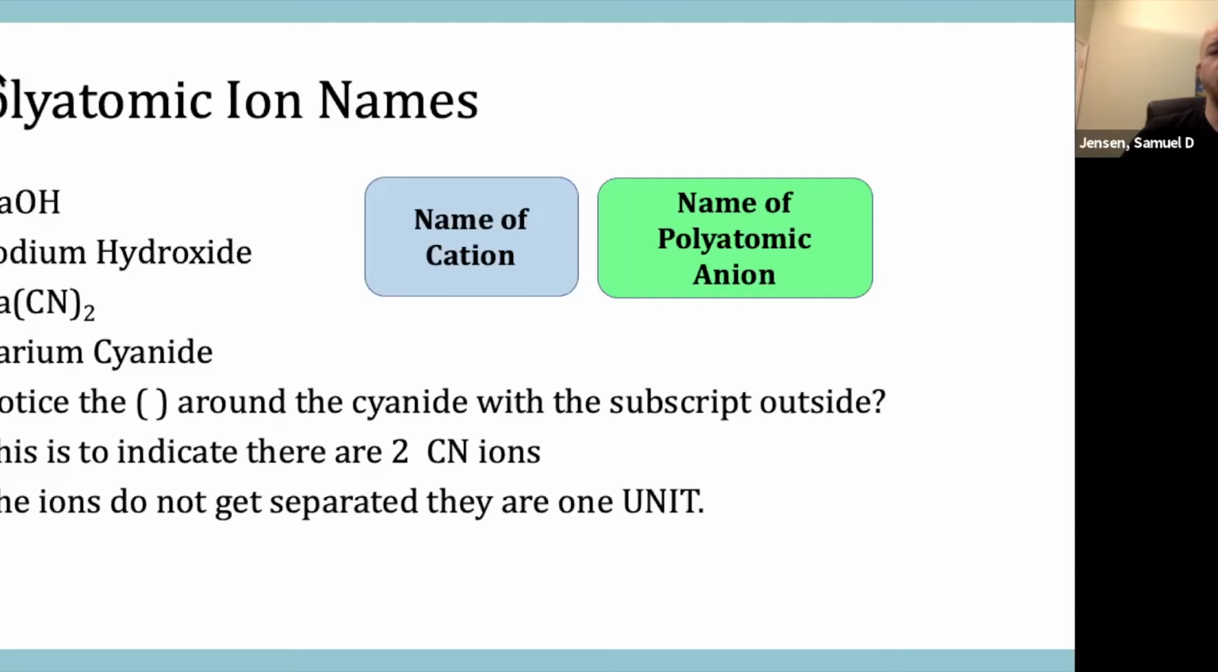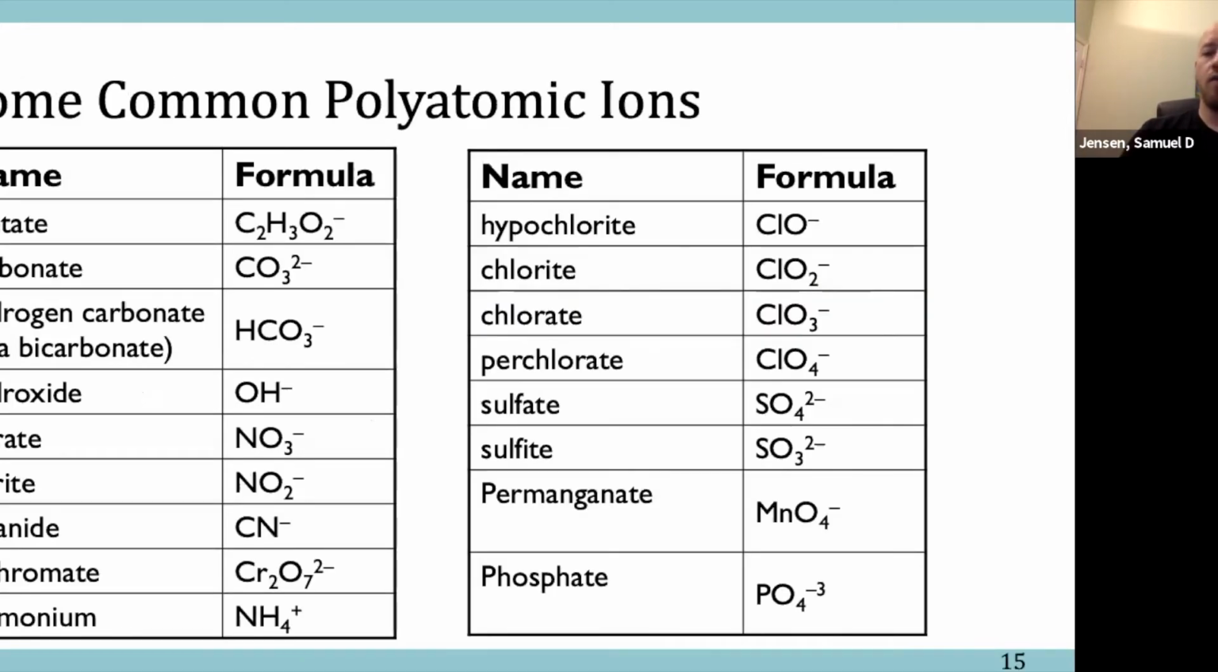Or sodium oxygen hydride, or sodium oxide hydride kind of thing, right? So they just name all the elements, and that's not how it works, okay? This is a unit. Cyanide is one unit. It is two atoms that travel together that just happen to have their own charge. So for the nomenclature quiz that I give, these are the common polyatomic ions that I would expect you to have memorized. You would need to know these polyatomic ions.